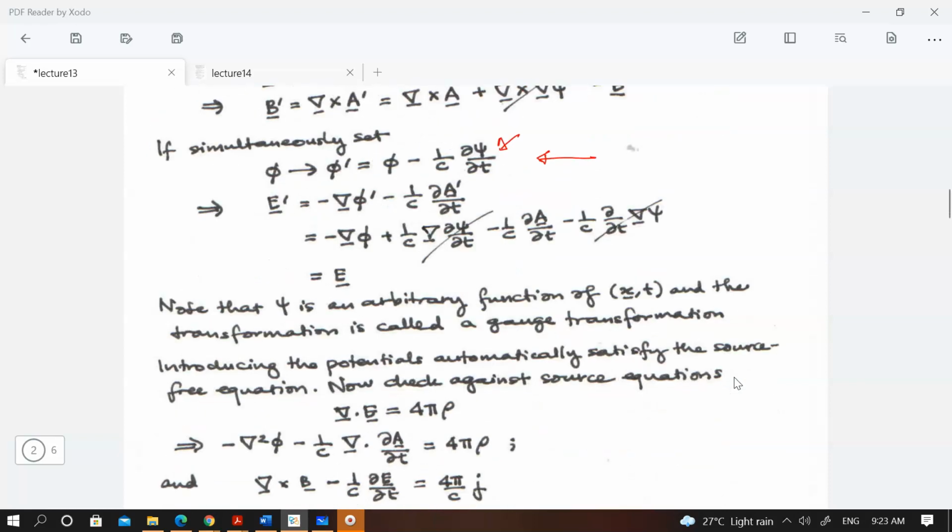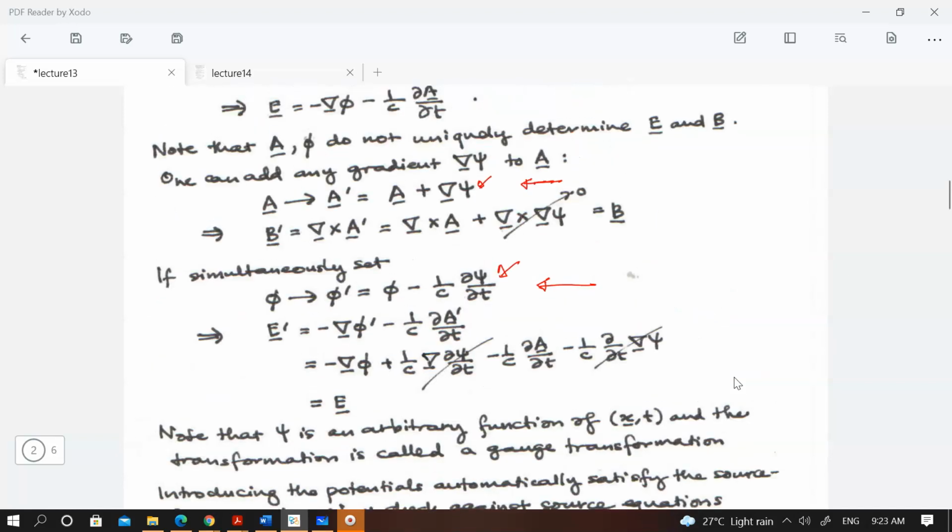And this transformation that you introduce, these two transformations, is called a gauge transformation. And it involves two potentials, a vector potential, sorry, that's the scalar, the vector potential and the scalar potential. Collectively, they are sometimes called the gauge potential. Okay.